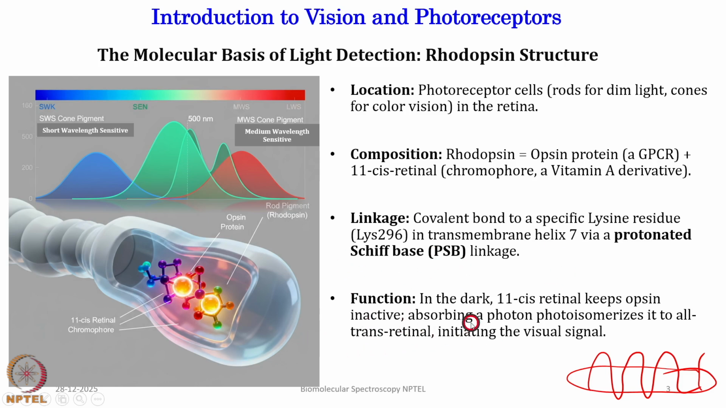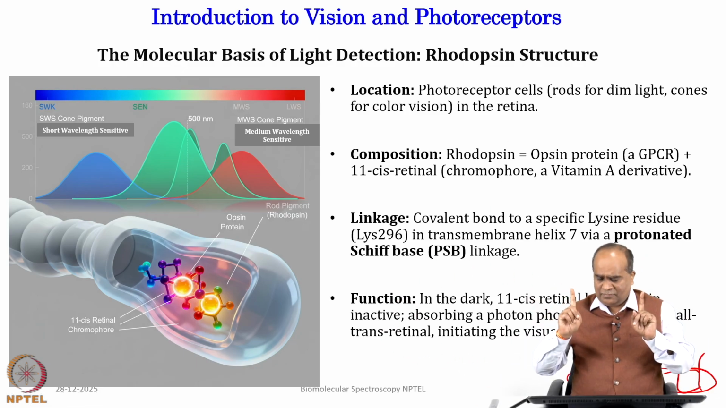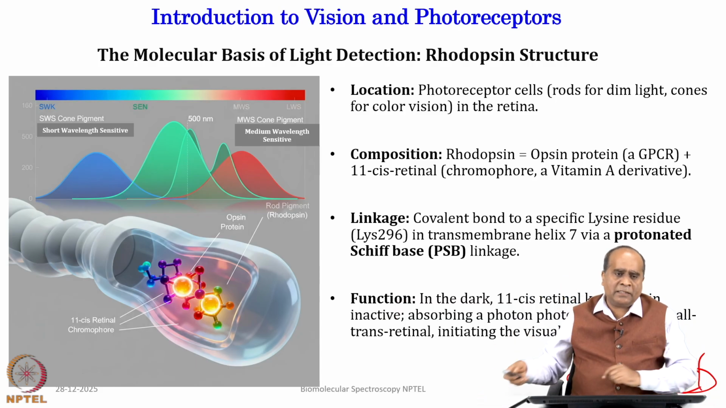So, as for the function, in the dark this 11-cis retinal keeps opsin inactive, and when it absorbs a photon, the photoisomerization to all-trans happens, and that initiates the visual signal. So, the cis-trans, you know cis means like this, trans means like this, the bulky group rotates. So, that cis-trans isomerization happens.